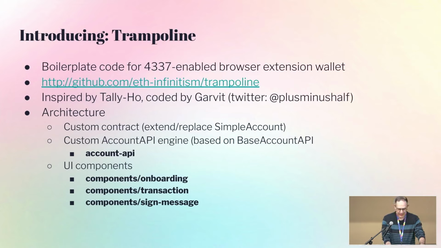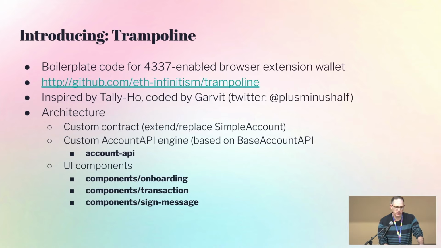Trampoline is a sample browser extension created by a helper from here, from Gravit. It is based on Tally Ho, which is a browser extension, but it is tailored for account abstraction. With that, if you think of something you want to do with account abstraction, you can add it.